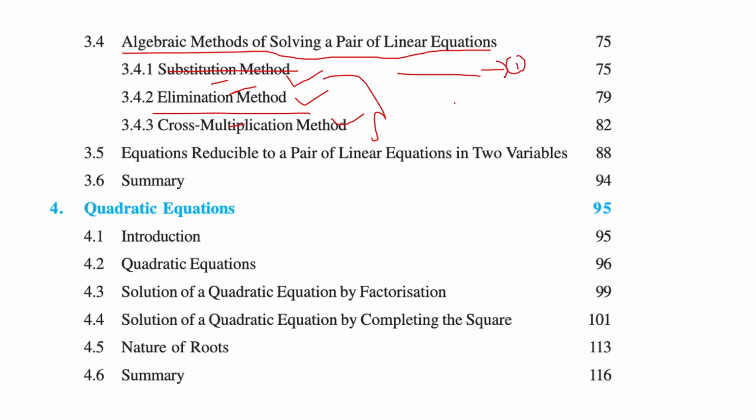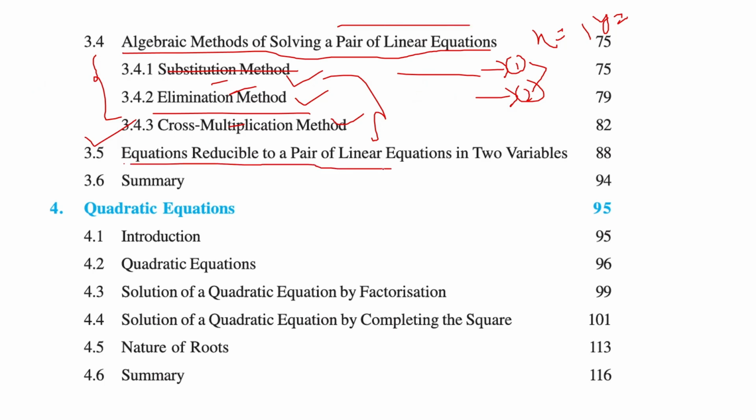There is equation number 1. There is equation number 2. How to solve this equation to evaluate x and y. So yeah, these are the 3 things that you have to know. These are simply techniques or methods to solve a pair of linear equations. Equations reducible to a pair of linear equations in 2 variables. So what are equations reducible to a pair of linear equations? These are the reducible terms of linear equations.